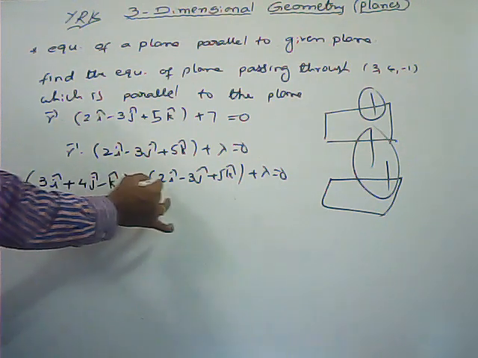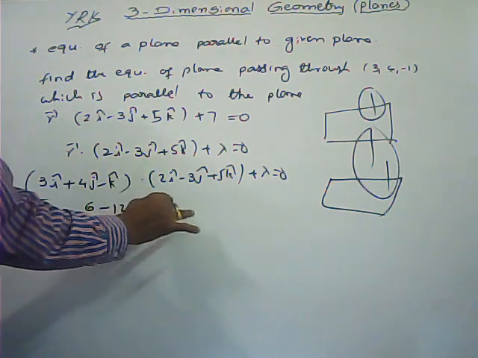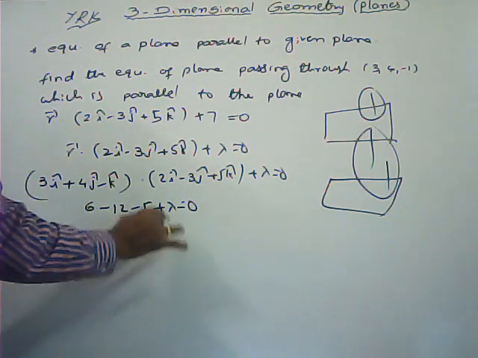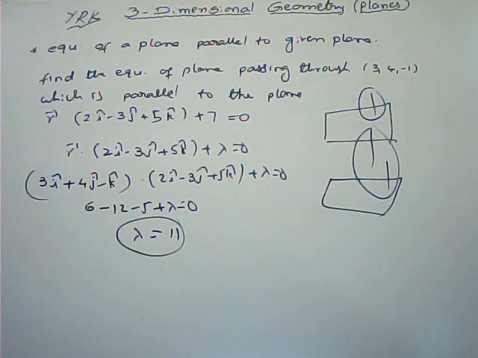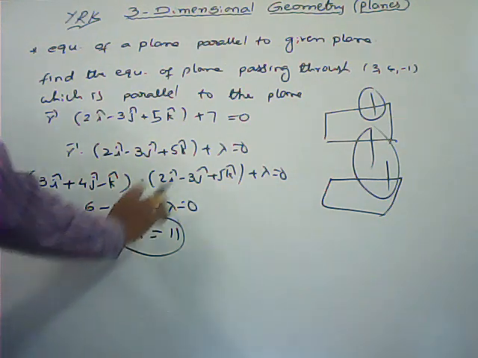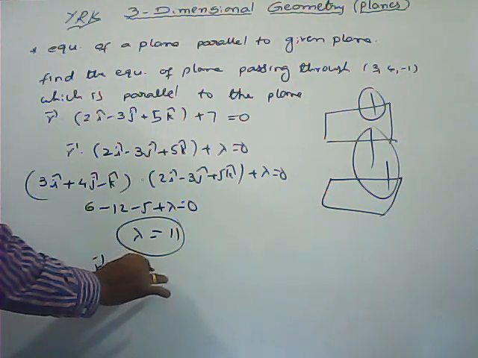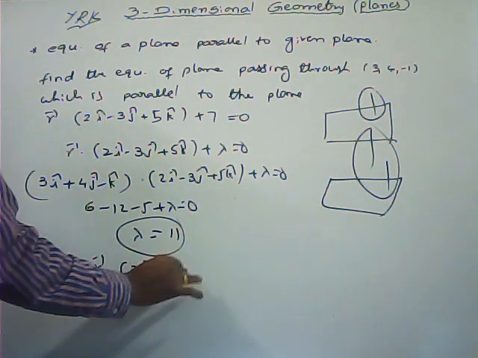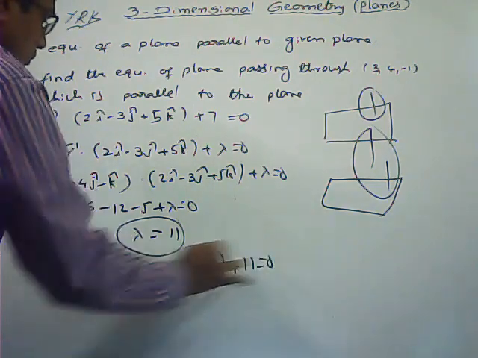Now what about the dot product of these two? 6 minus 12 minus 5 plus lambda is equal to 0. Lambda is equal to 11. Replace lambda by 11. Therefore, the equation of the plane parallel to the given plane is r bar dot (2i cap minus 3j cap plus 5k cap) plus 11 equals 0.